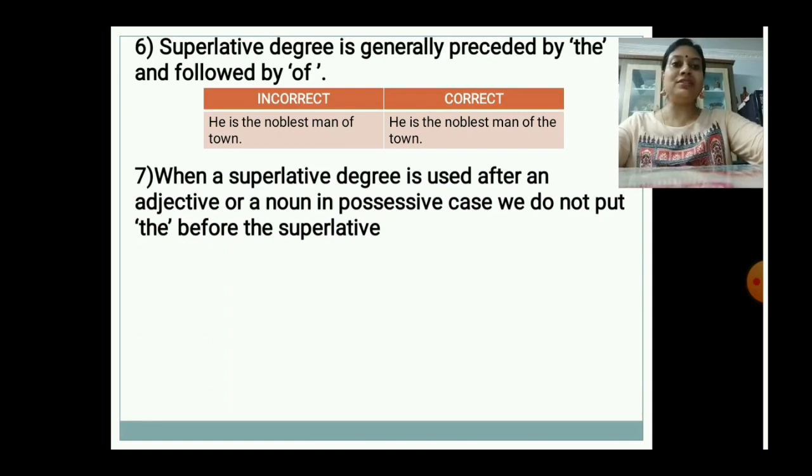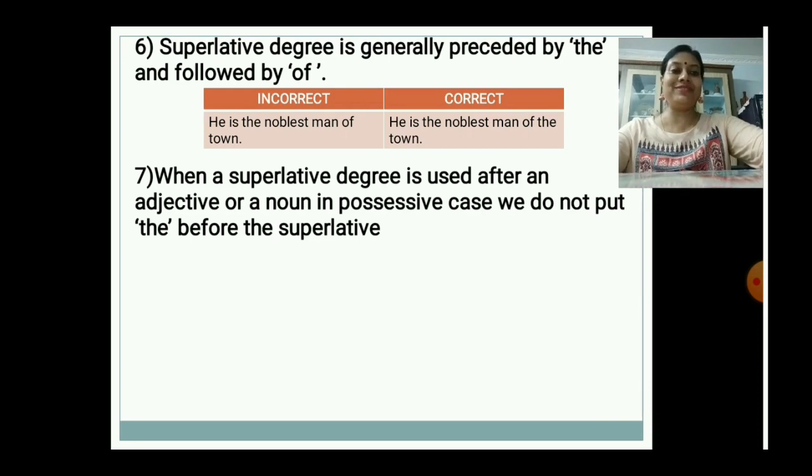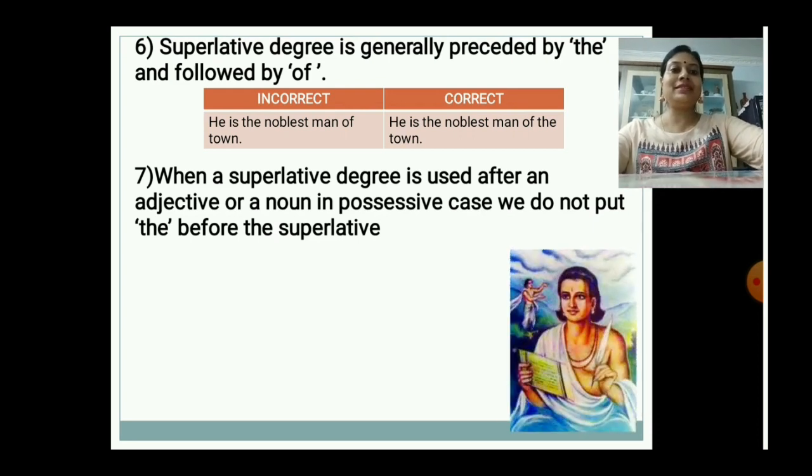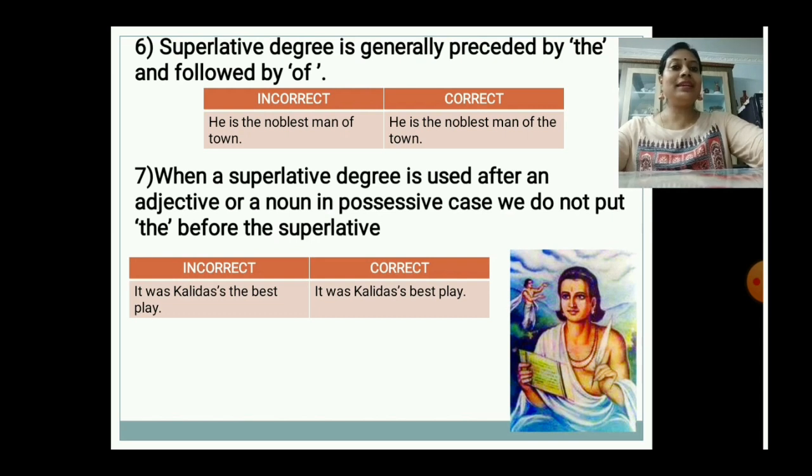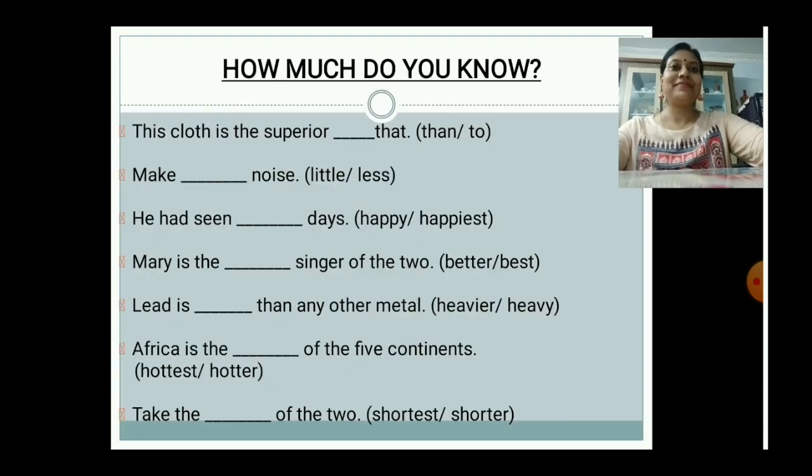When a superlative degree is used after an adjective or a noun in the possessive case, we do not put the before the superlative degree. See the example here. It was Kalidas's the best play. So here the possessive case is what? Kalidas's. So here we will never put the before the superlative degree. It was Kalidas's best play. Hope you all understood where we should avoid these errors in degrees of comparison.